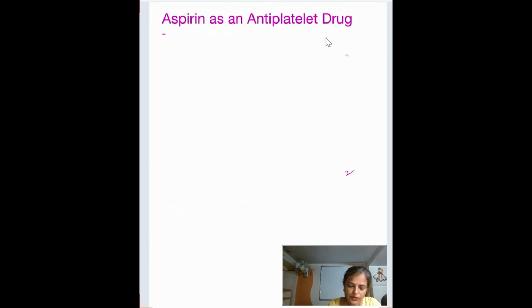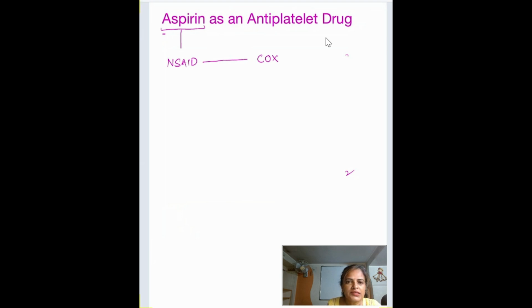So aspirin is a non-steroidal anti-inflammatory drug, also called NSAID. How is this aspirin or NSAID going to act? It is going to inhibit the enzyme cyclooxygenase, or COX. It is going to inhibit this enzyme irreversibly.